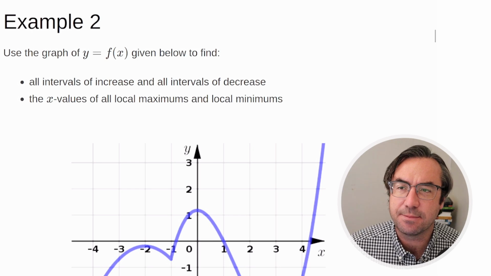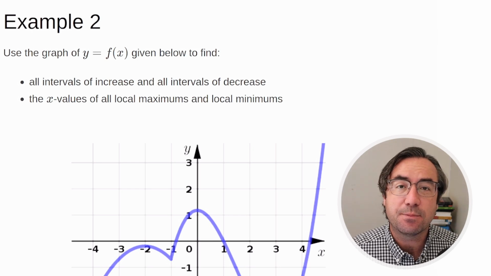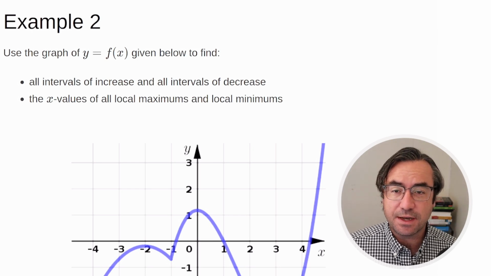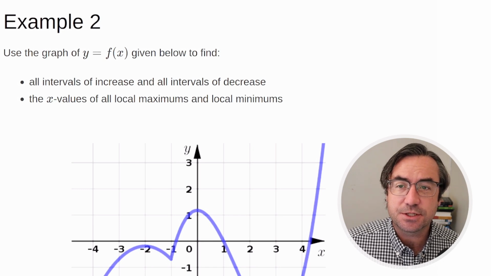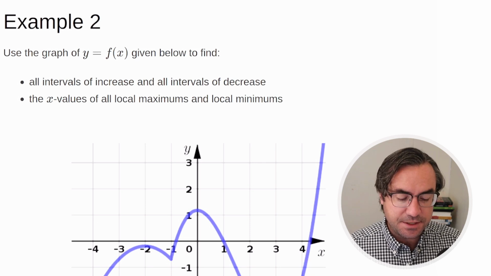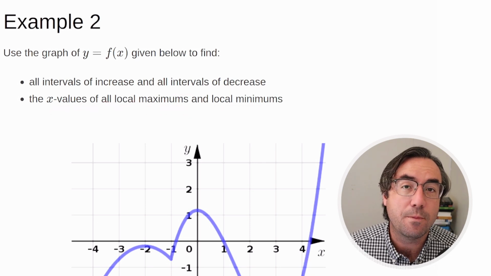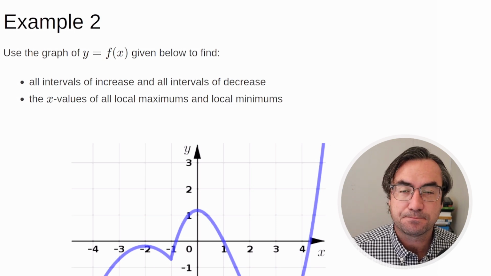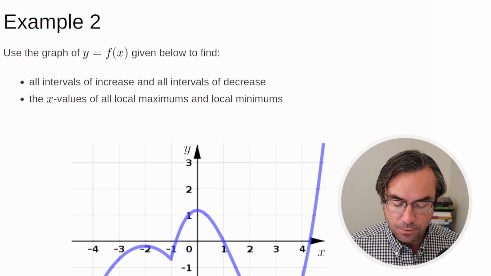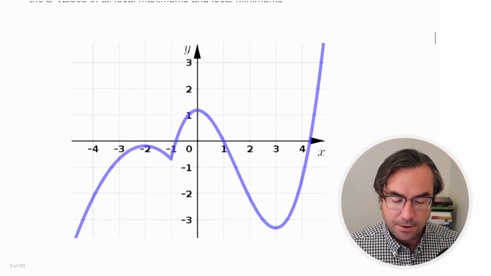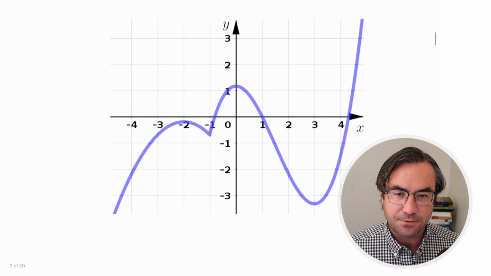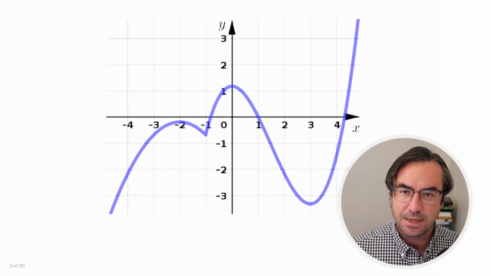We're going to look at example 2. In this example, we're given the graph of a function y equals f of x. We're going to use this graph to find the intervals of increase, the intervals of decrease, and then we're also going to locate the local maximums and local minimums. So let's look at the graph first. Let's kind of take it in.